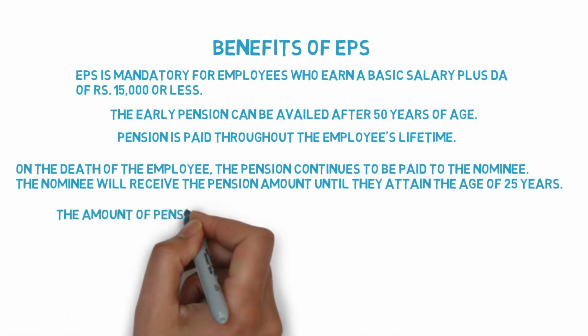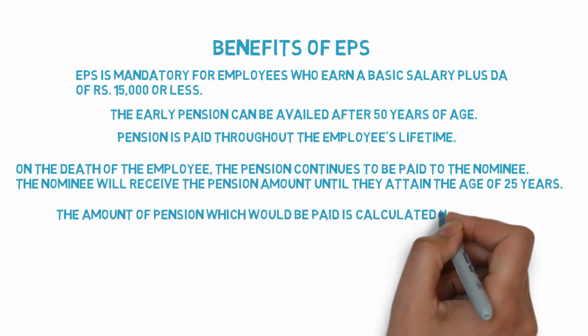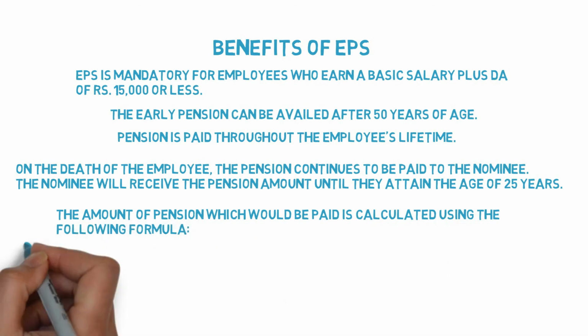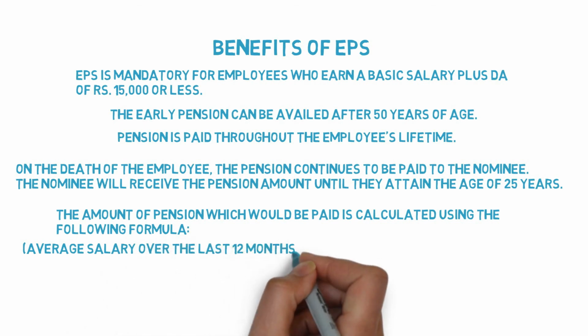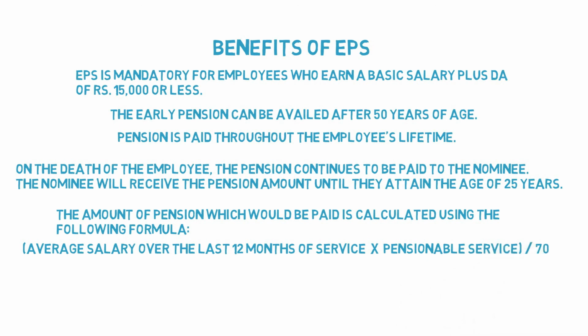The formula to calculate pension would be as below. Average salary over the last 12 months multiplied by pensionable years, the whole divided by 70.